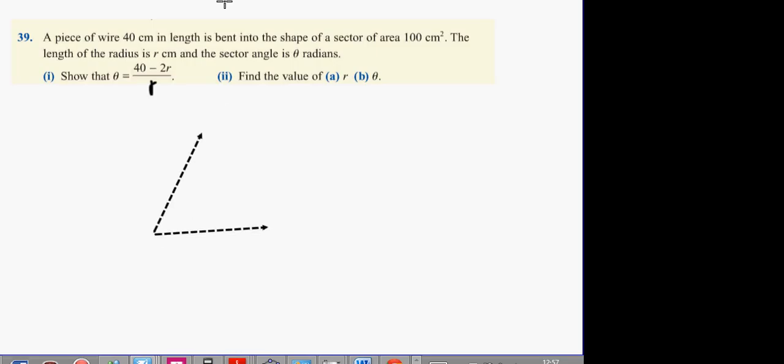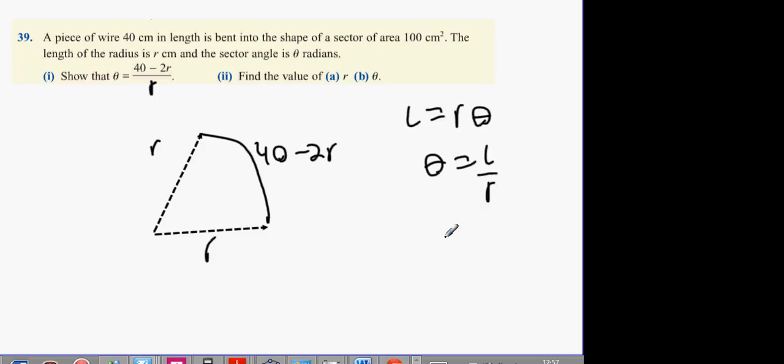Okay, guys. So what happens is the arc length is 40 minus 2r, because you've got to take away the two radii from 40. Now, what you want to do next is show that theta equals 40 minus 2r all over r. L equals r theta. Theta therefore equals L over r. Theta therefore is 40 minus 2r all over r. Find the value of r.